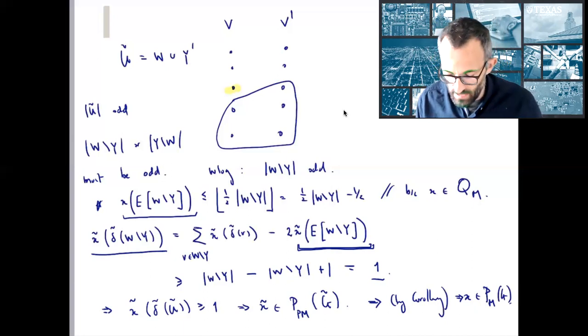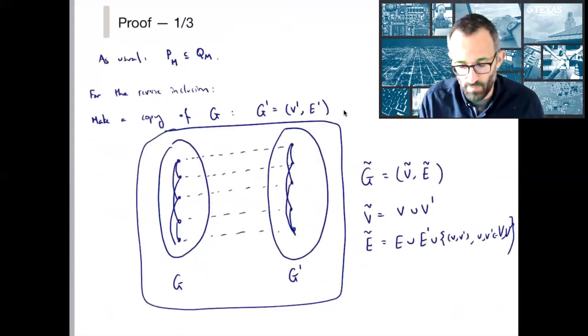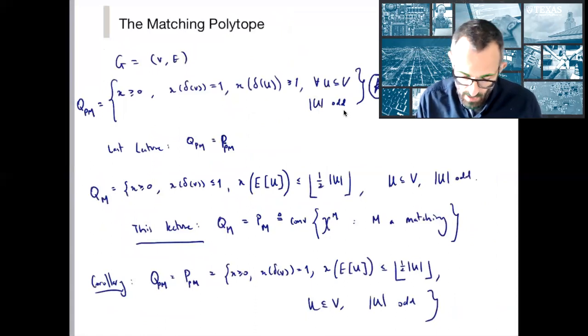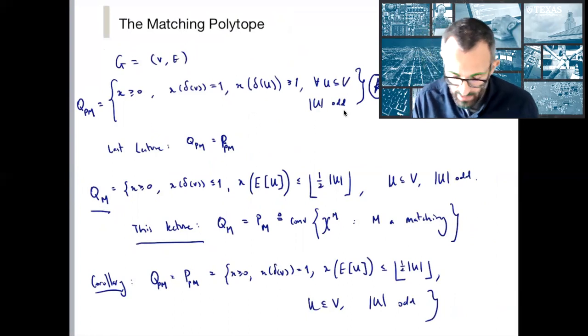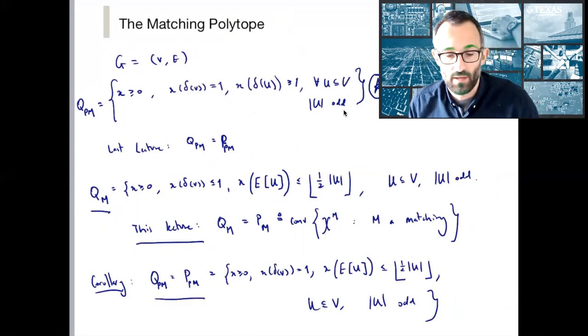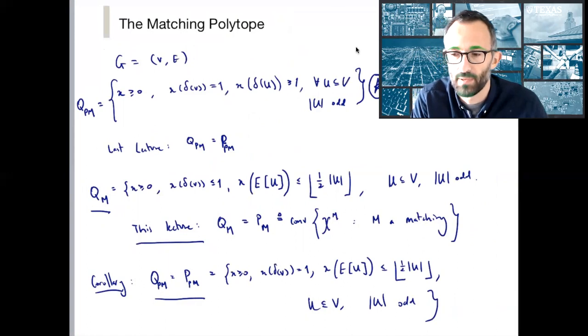So now we quickly see, flipping back to the very first slide of this lecture, that we have a characterization of QM. And also it gives us this other corollary that gives us a second characterization of the perfect matching polytope, which we'll have an opportunity to use in future lectures. We will pick it up next time.